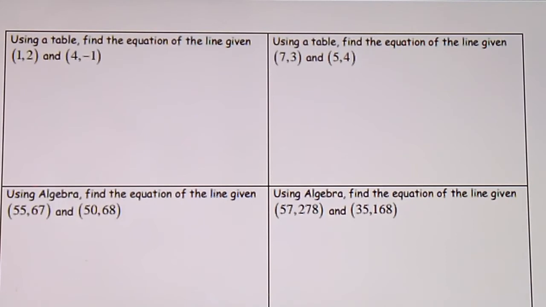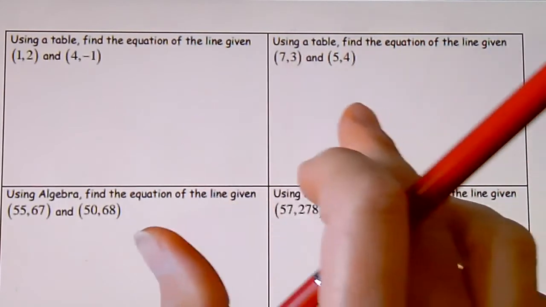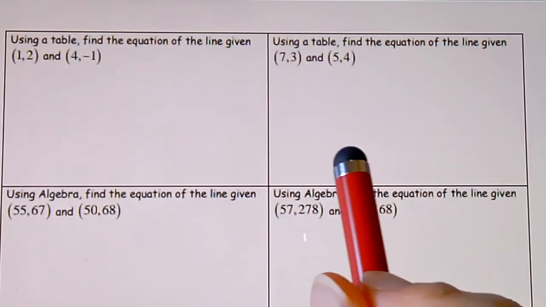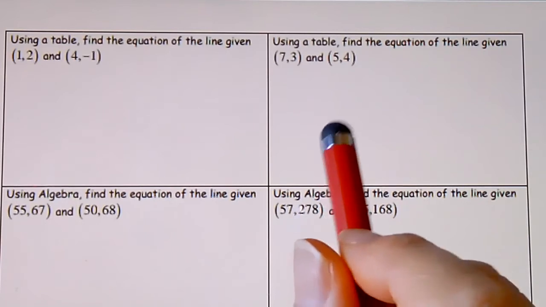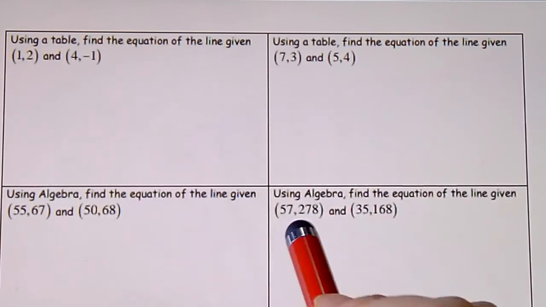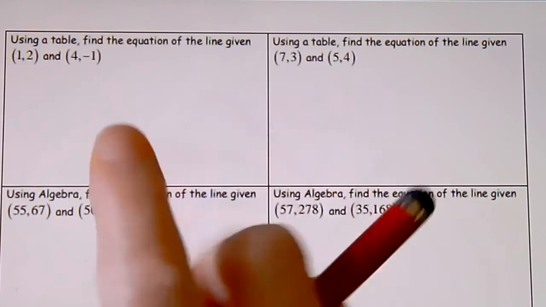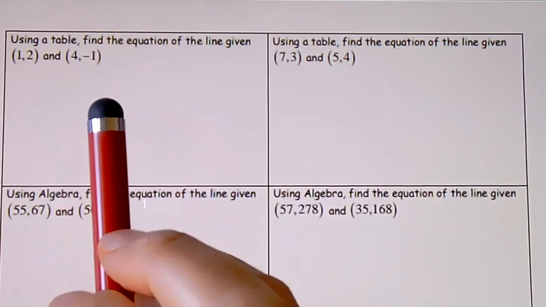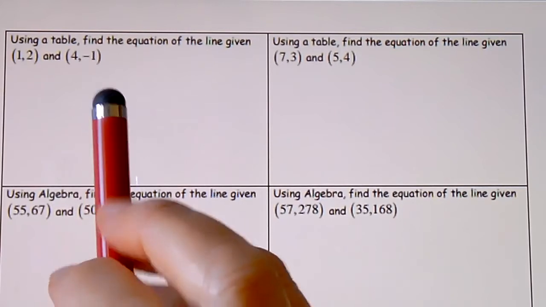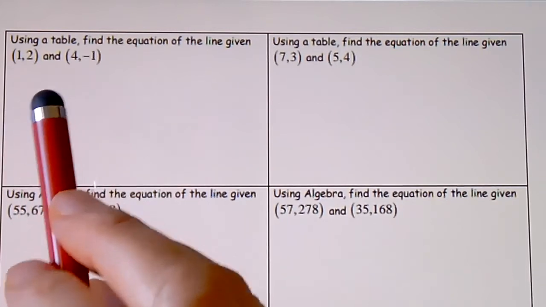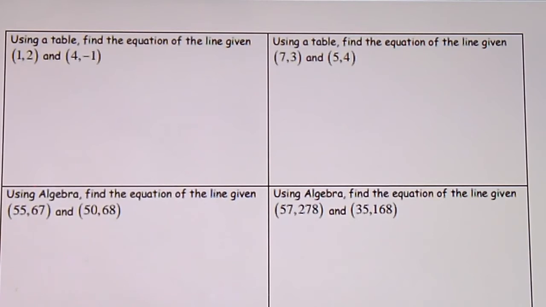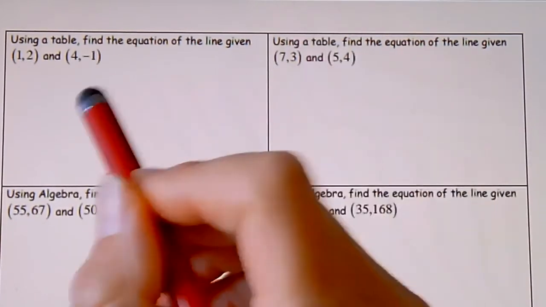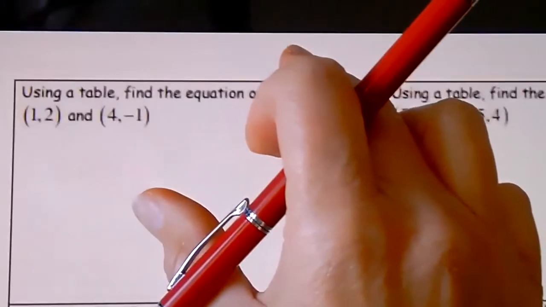Now these ones again are asking us to do a table, okay? I am going to just use algebra in all 4 of these cases. Now how these are different than the last ones we did, the last ones we knew the slope and a point. Here I don't know the slope, but I know 2 points. And if I know 2 points, I can find the slope. So I'm going to find my slope.